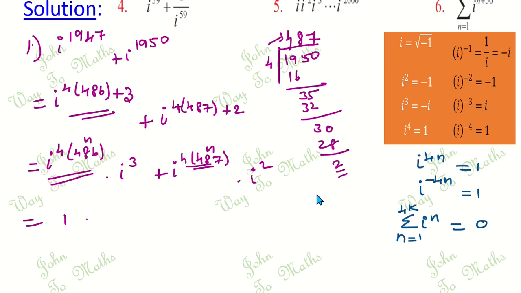The value of i power 3 becomes minus i, plus i power 4 times 487, which becomes 1. i squared becomes minus 1. So which is equal to 1 into minus i becomes minus i, plus 1 into minus 1 gives minus 1. So minus i minus 1 is the answer for question number 1.